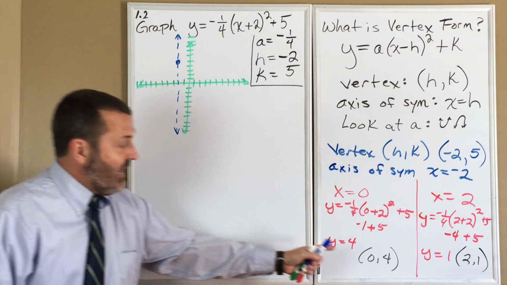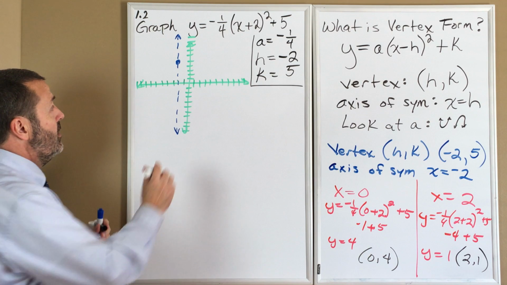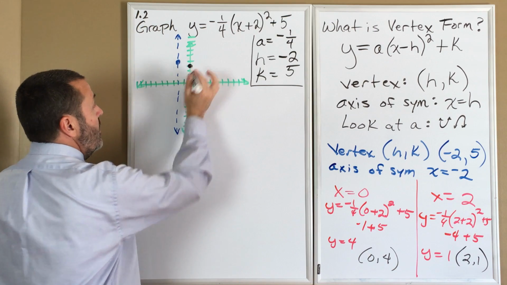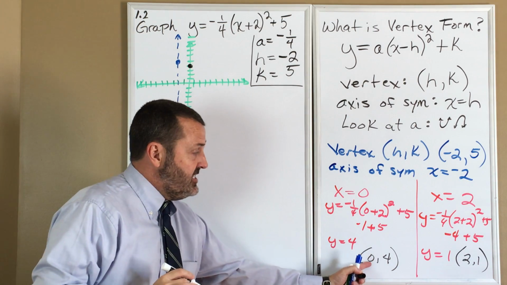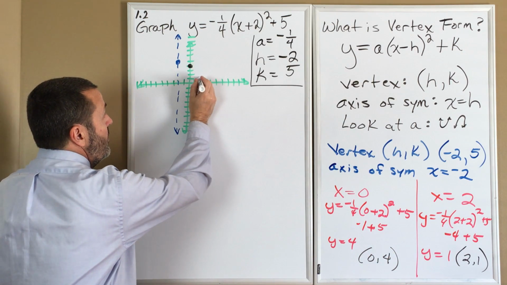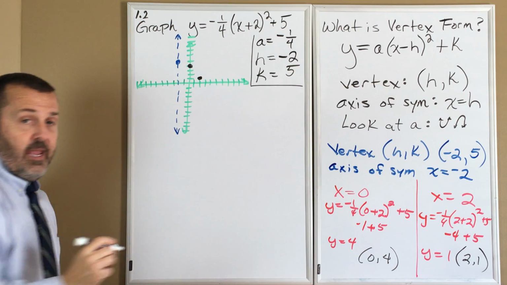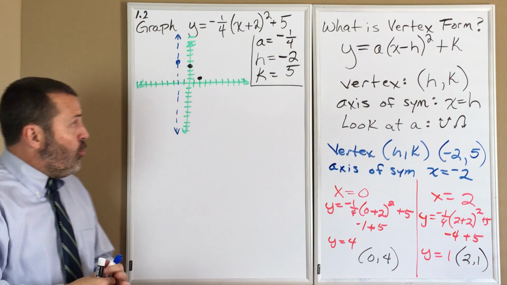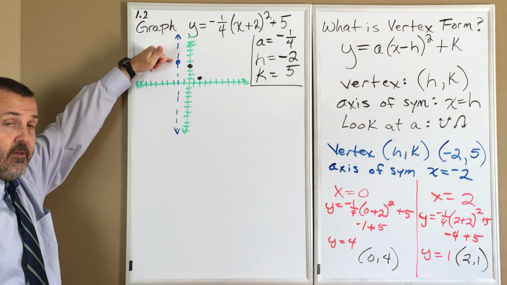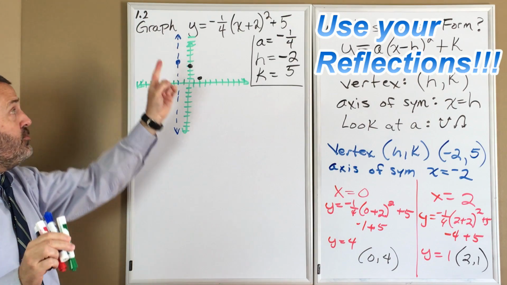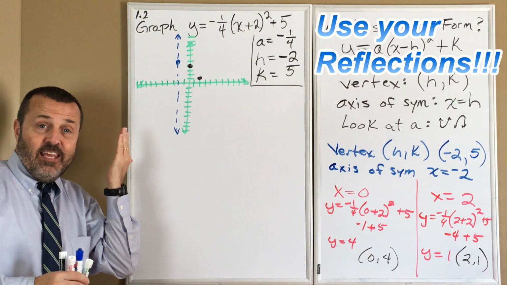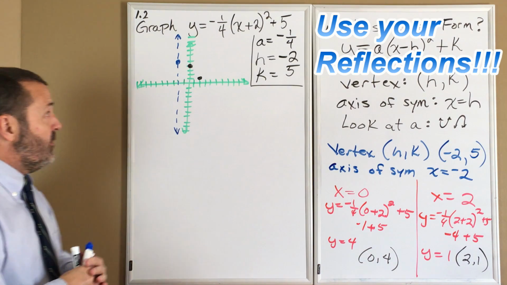Now, I can go ahead and plot (0, 4). Got it? I plotted (0, 4). Now I'm going to plot (2, 1). And we've got a little problem here. We've only got 2 points on the right side of the axis of symmetry. That's right, we can use the reflection of each of these black points on my side of the axis of symmetry. So we have to do a little bit of thinking.